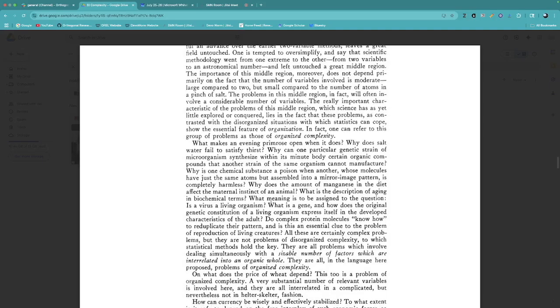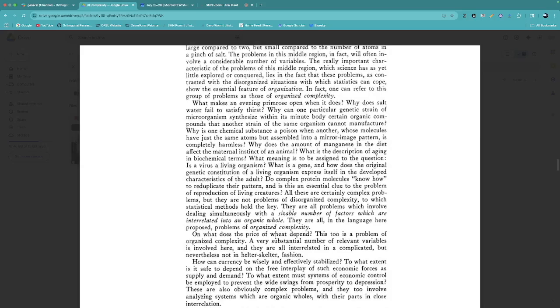And maybe these aren't very good questions. Like, how do complex protein molecules know how to reduplicate their pattern? And is this an essential clue to the problem of reproduction of living creatures? So again, these are things that maybe we want to know how they happen, not just why they happen. And so again, we need to use statistical methods. They are not problems of disorganized complexity. They're problems which involve dealing simultaneously with a sizable number of factors which are interrelated into an organic whole. They are all, in the language here proposed, problems of organized complexity.